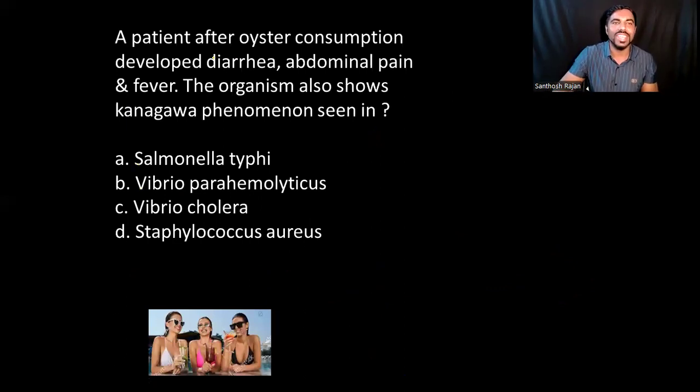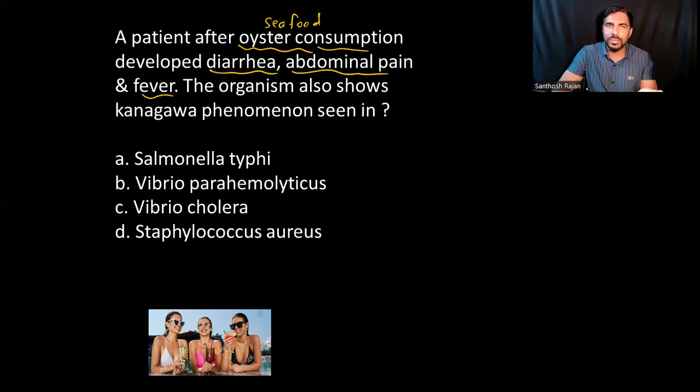Next question. Next question was a very interesting question. A patient after oyster consumption, some seafood, developed diarrhea and abdominal pain. Oyster means they want to confuse you by saying seafood. In the options, if it is fish, crabs, or prawns, whatever they give, the answer would be the same. The organism also shows Kanagawa phenomenon.